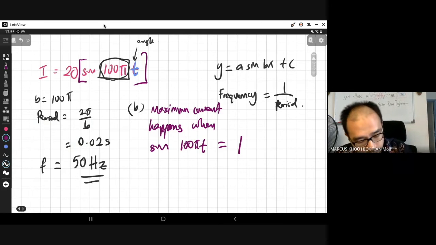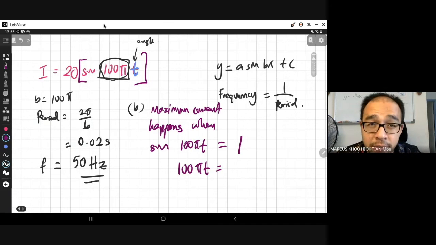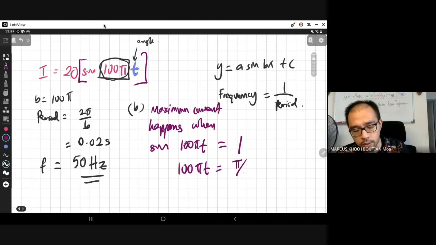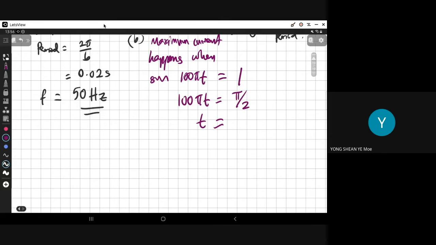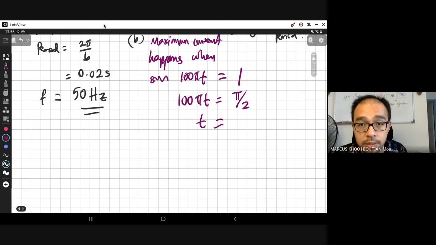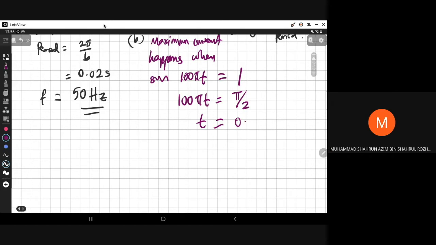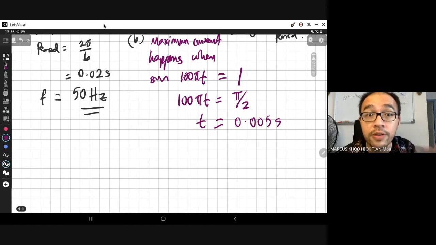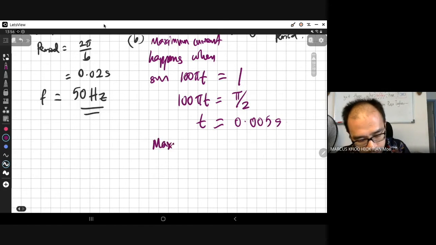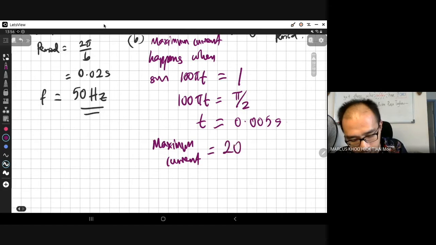And from question 1 just now, we now know that 100 pi t equals to, what is 90 degrees again? Pi over 2, right? Yeah, pi over 2. So tell me what is the time? Pi over 200. In decimals, please. 0.005. Okay, 0.005 seconds. But the question is not just asking for the time when it happens, it is also asking for the maximum current. So the maximum current is 20 times 1, which is 20 amps.